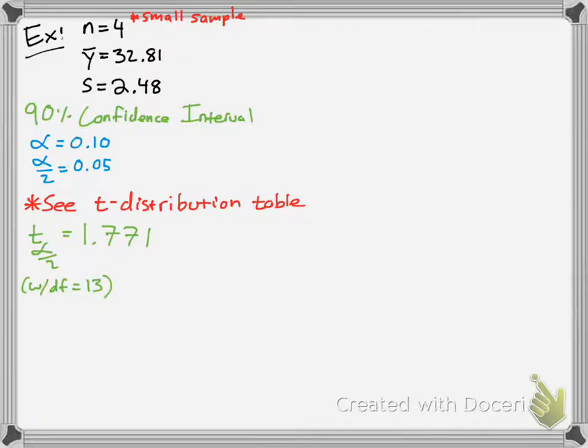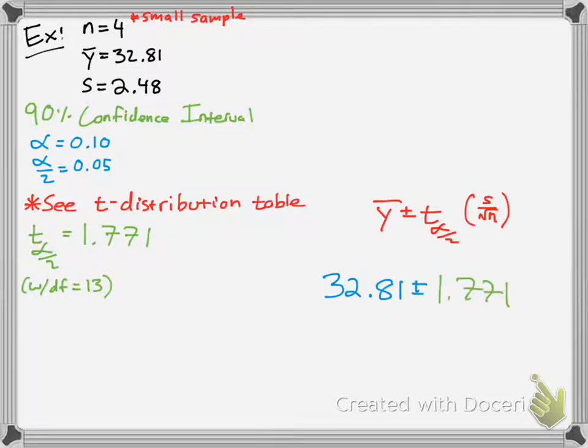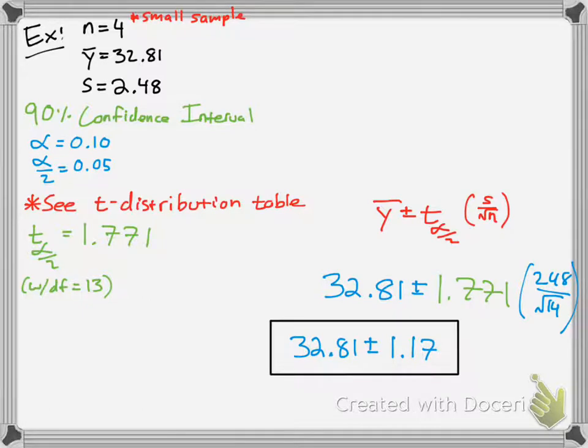that value 1.771. You use the formula and you simply plug your mean in that you were given, and you do plus or minus your t value, which you got from the chart, and then use your standard error, which is your sample standard deviation over your sample size, and then you get your value of 32.81 plus or minus 1.17.